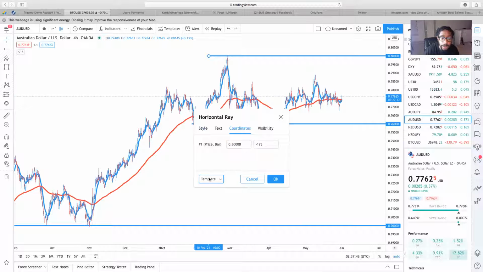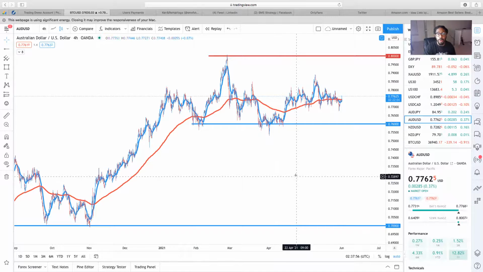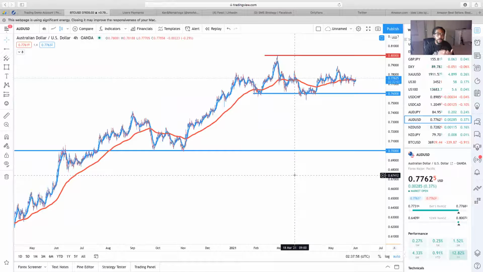So go to your templates. You can always go to save as once you turn them this color. So I turned mine red, and then I just named it sell point. Boom, that's what you can do. Boom. So now you have the 4 hour.